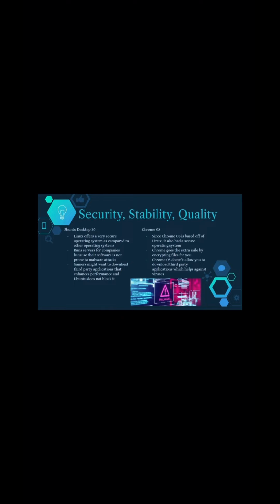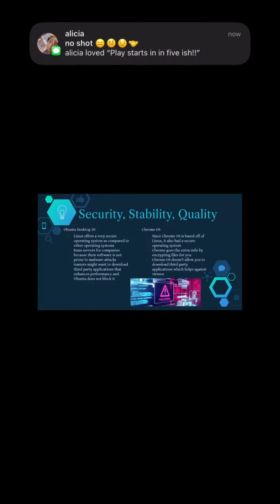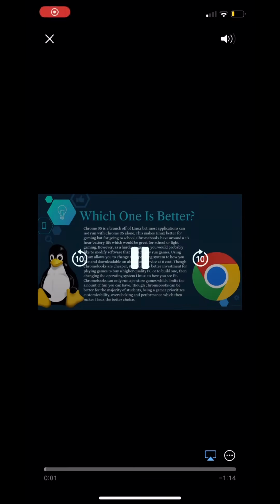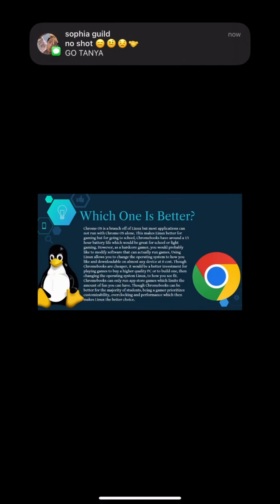Chrome OS. Since Chrome OS is based off of Linux, it also has a secure operating system. Chrome OS goes the extra mile by encrypting files for you. However, Chrome OS does not allow you to download third-party applications, which helps against viruses, but obviously not if you want other apps. Chrome OS is a branch off of Linux, but most applications cannot run on Chrome OS alone.